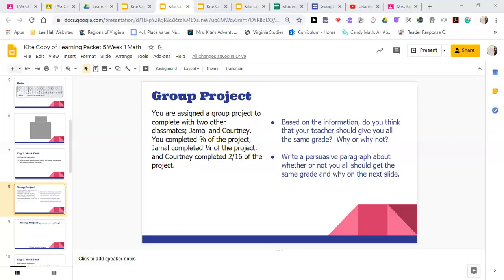All right, now I'm going to let you figure out 1/4 on your own, and then you can compare the numbers and see who did the most work, the least work, the middle amount of work. This is going to help you make the best decision as far as whether you think that's fair.